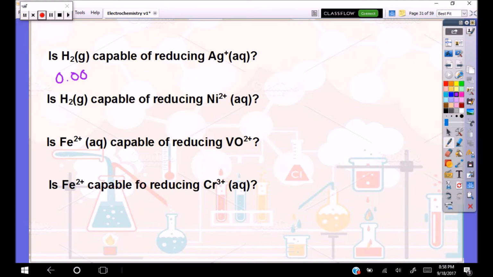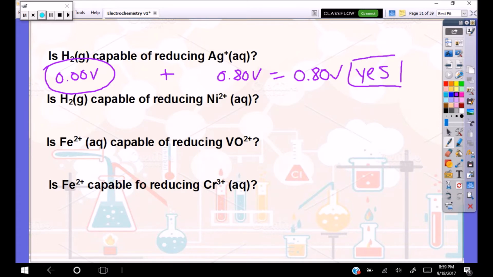The cell potential for hydrogen is 0.00 volts, and our cell potential for Ag+ being reduced to silver metal is 0.80. The one that you would have to reverse is this one here. When you reverse 0, it's still 0. No matter which way you spin it, when we add these together, we get a positive reduction potential. Yes, it is capable of reducing.